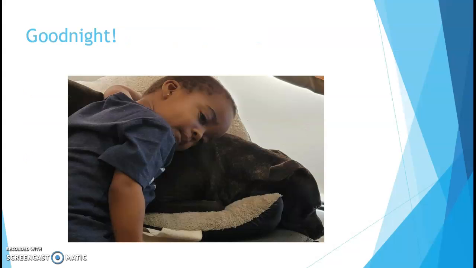And that's my nephew and Coco. This is their nap time right now, so good night, everyone.